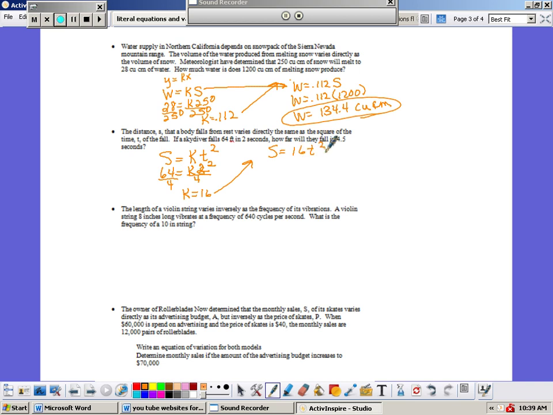How far will they fall in 4.5 seconds? So S equals 16 times 4.5 squared. 16 times 4.5 squared is 324 feet.